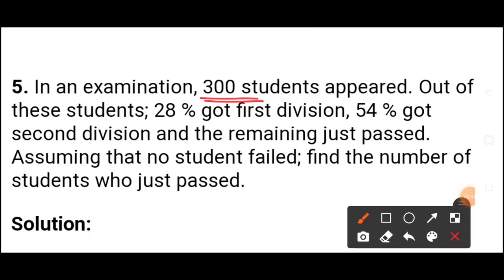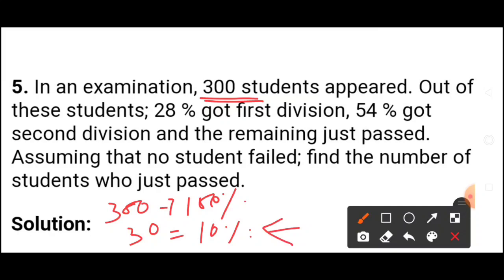Out of them 28% got first division. So we have to calculate 28% of 300. How will we calculate this? The total is 300. 300 is 100%, so 30 will be 10%. To calculate 28%, let's first calculate 30%. If 10% means 30, then 30% will be how much? It will be 90, isn't it?